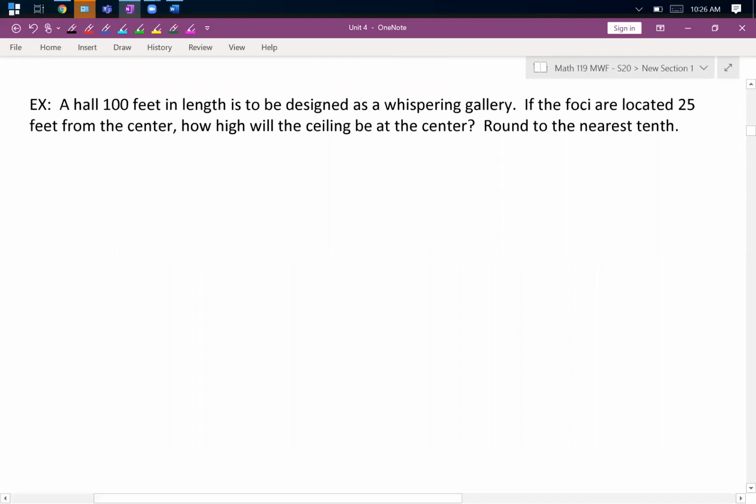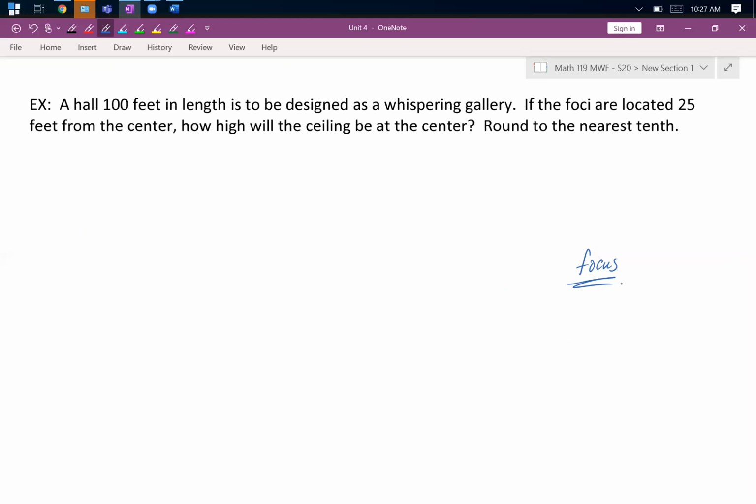A hall 100 feet in length is to be designed as a whispering gallery. So a whispering gallery is one of those rooms where you can stand super far apart from somebody and talk real quiet and you can hear them as if they're standing right next to you. Now, when they tell you where to stand with those whispering galleries, where you're standing are the foci of the ellipse. Mathematicians are not creative with their vocabulary. The word focus is because that's where the sound or the energy is focused.